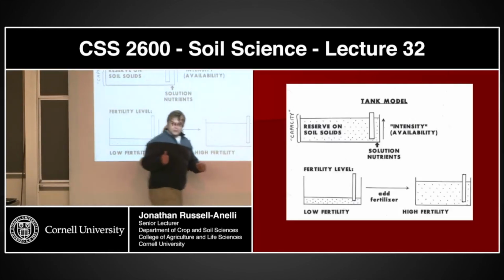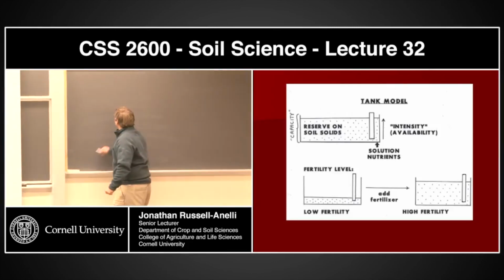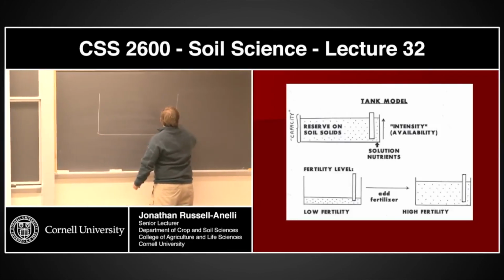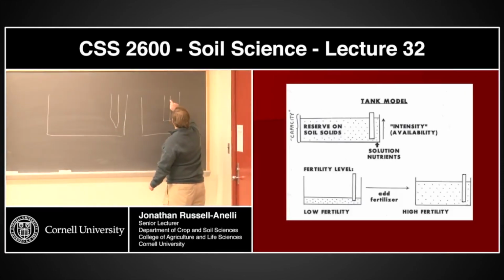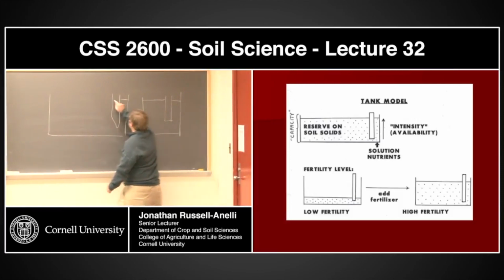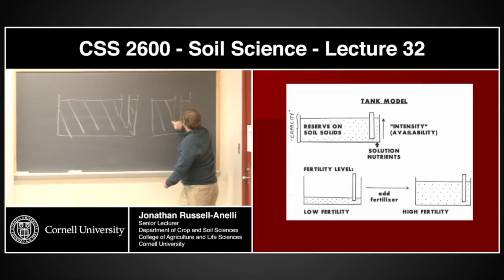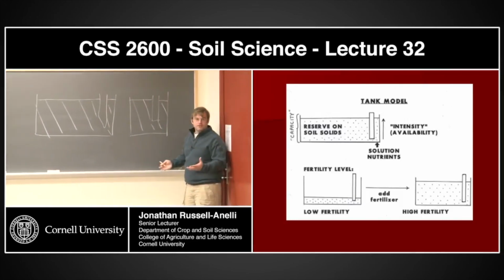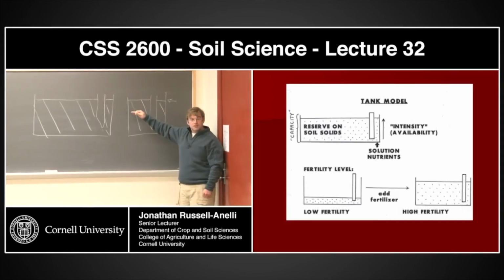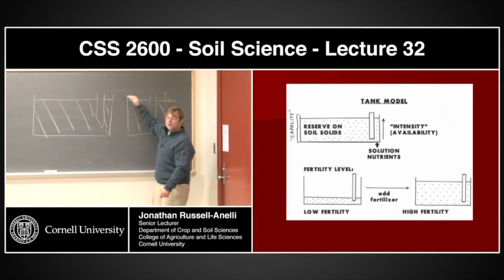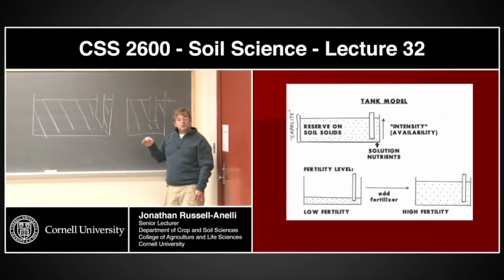Now, if I have two soils, one soil with a large pool and one soil with a low pool, and they both start at the same amount of nutrient availability. There's the same level. They're all at this level, right? All the way across the board. If I put the same kind of plant in both of these, what's going to happen to the nutrient pools?